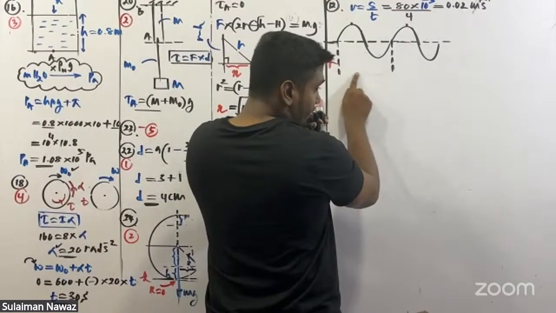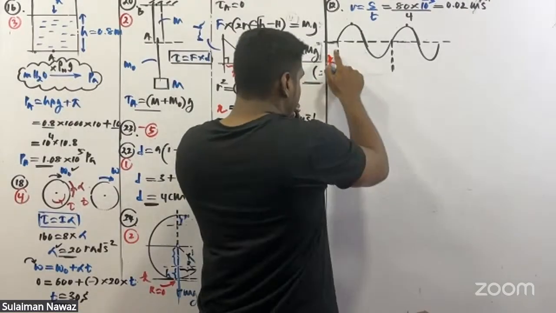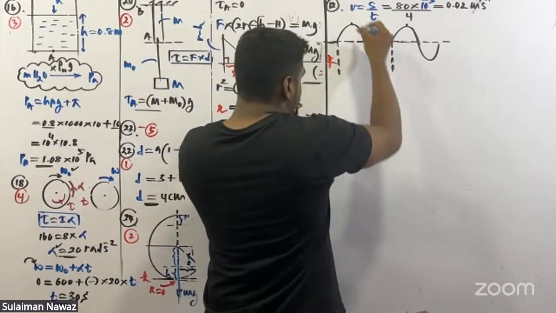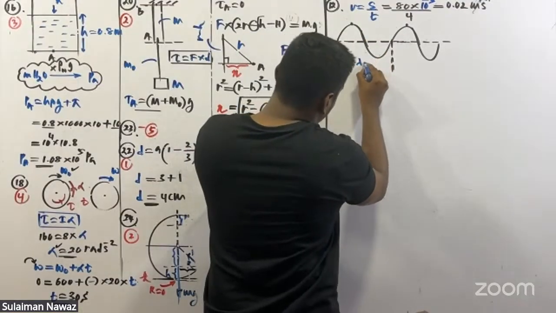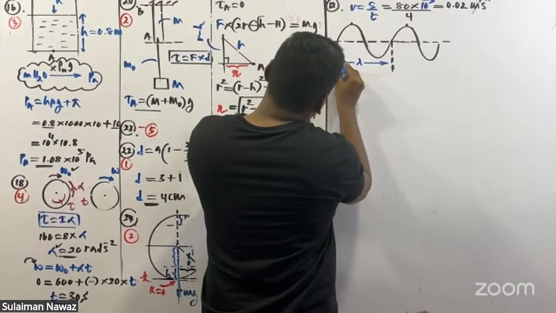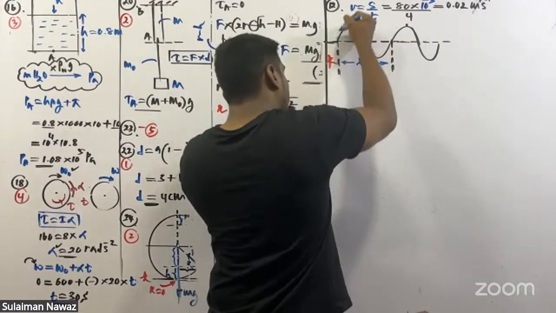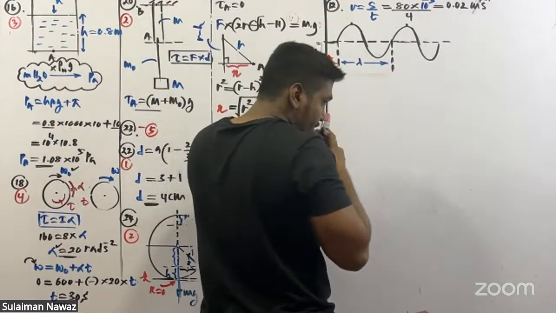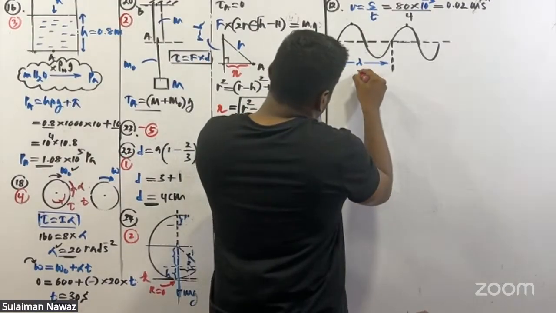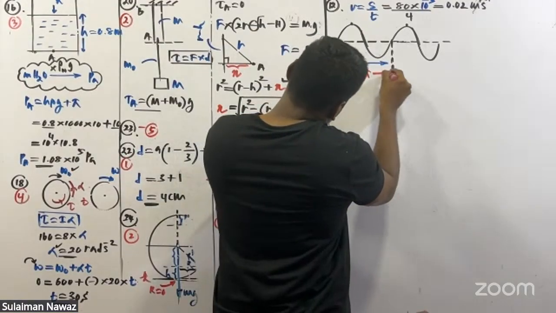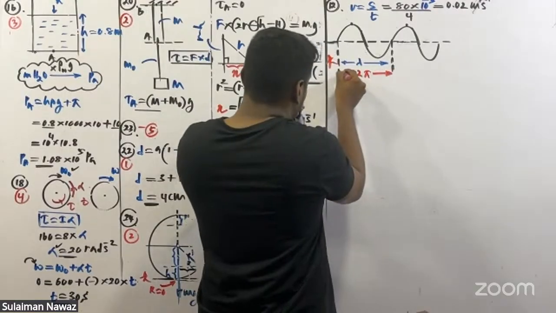When you consider one complete waveform, the phase difference is 2 pi. The length is the wavelength; for one complete waveform, the distance is the wavelength. That you know, but the new thing is phase difference. For one complete waveform, the phase difference is 2 pi. 2 pi means 360 degrees.